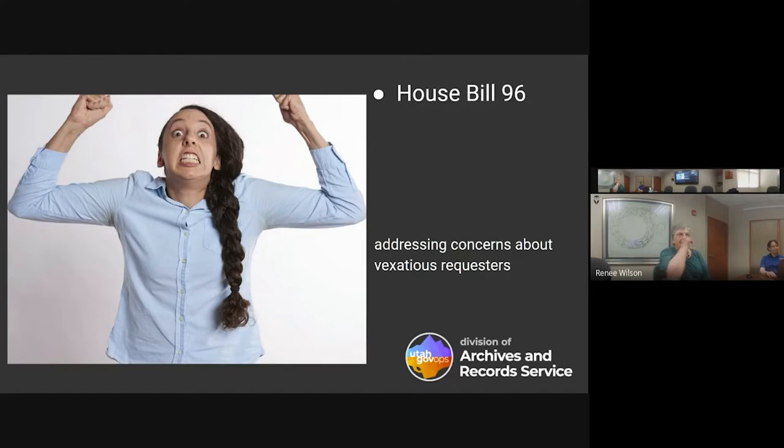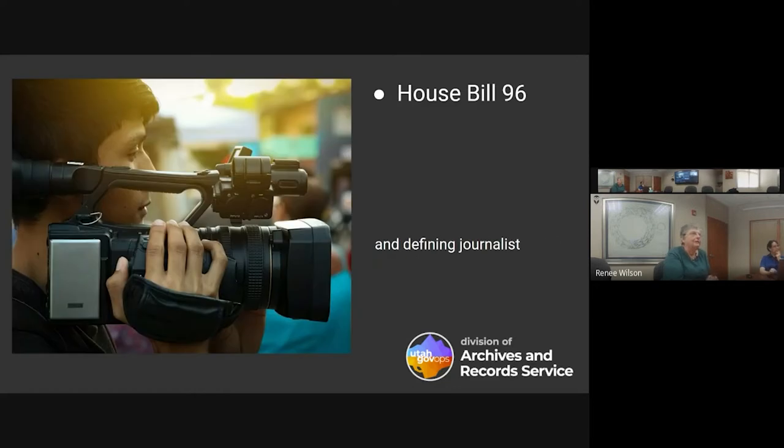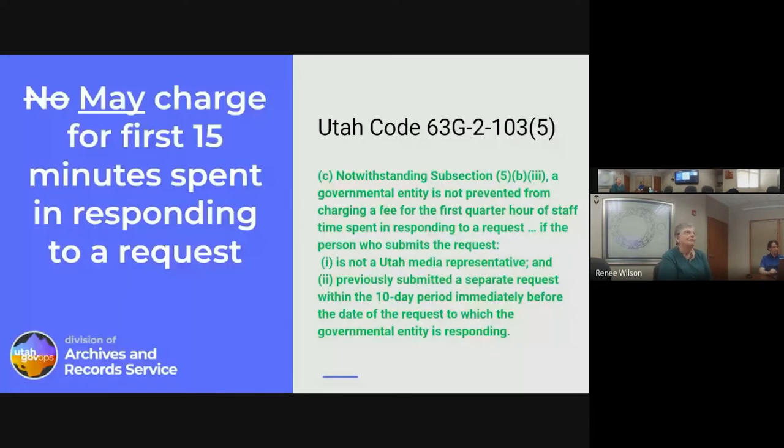So in House Bill 96, the legislature decided that we could, I'll get to that, but we could charge for the first 15 minutes. Then the discussion led to discussion about, but journalists make numerous requests and they're not vexatious requesters. So let's look at what the language is that resulted from this legislation.